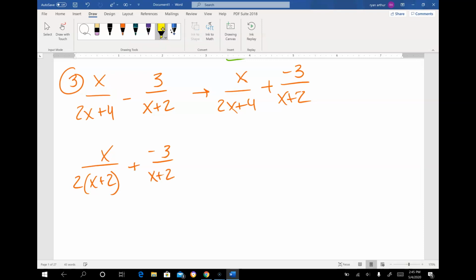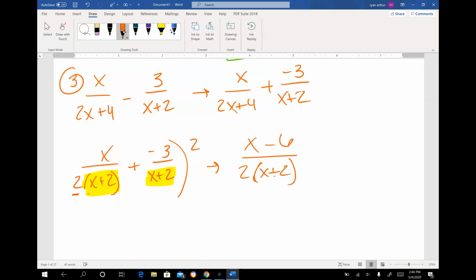And see, when you factored it, you see they have an x plus 2 in common, right? But this guy over there is missing that 2, so I'm going to multiply him by 2. I didn't do anything to the first one. And then 2 times negative 3 is going to be negative 6 over 2 times x plus 2. Okay? Can't reduce that anymore, and that's your answer.